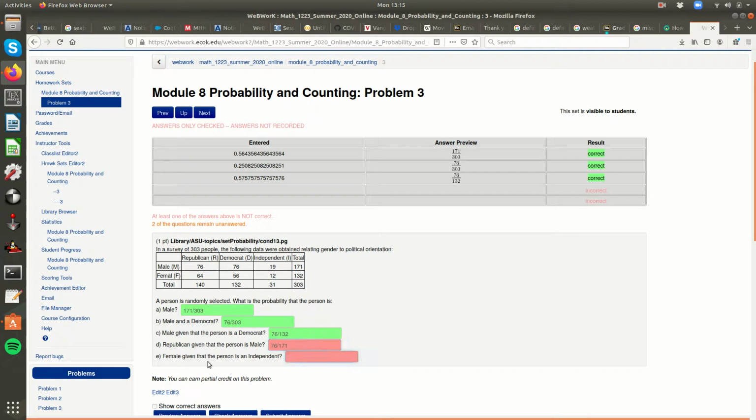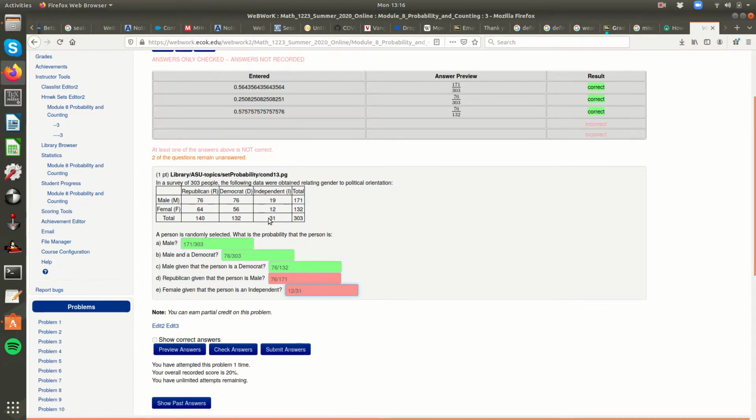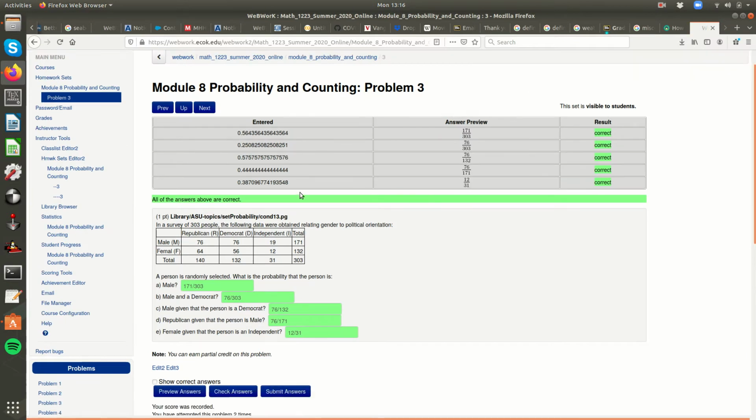Last one here is a female given that the person is an independent. So there's 31 independents and 12 female and independents. So this one is going to be 12 divided by 31. Remember, we want to divide by the total number that fall in that category. So I'm going to hit submit. Get my full marks. There you go.